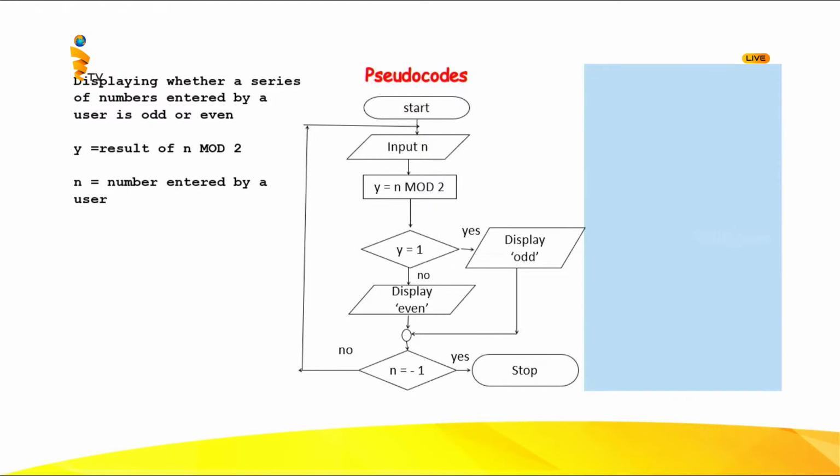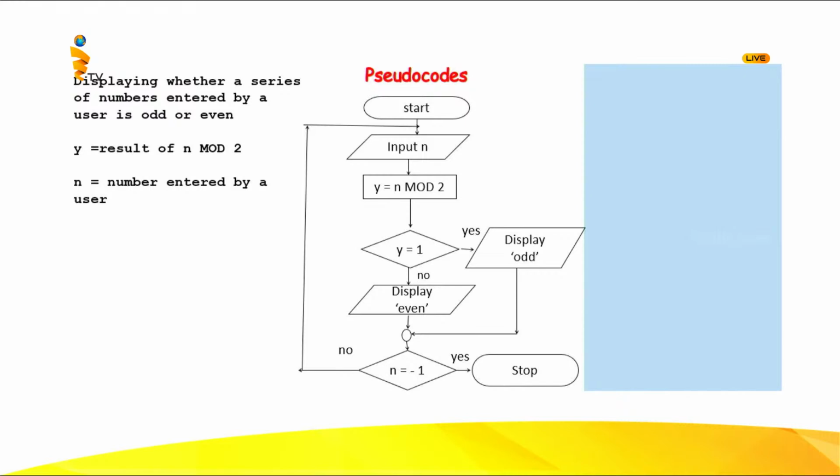Here the user inputs n, the number he or she enters. Then it checks n mod 2. Earlier we have learned this. N mod 2 divides a number and gives the remainder. Suppose you enter 5 mod 2, you get the answer 1. So for all the odd numbers you will get 1 for y. For even numbers you will get 0.